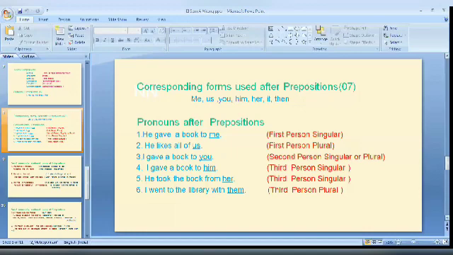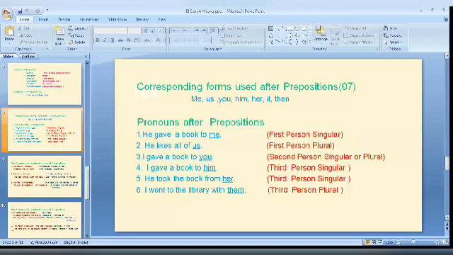Here the corresponding form is me. So before that we are using the preposition to. Here me is first person singular, and we are using the preposition to. The second sentence: he likes all of us. Here us is first person plural. Before us, we are using the preposition of. He likes all of us.